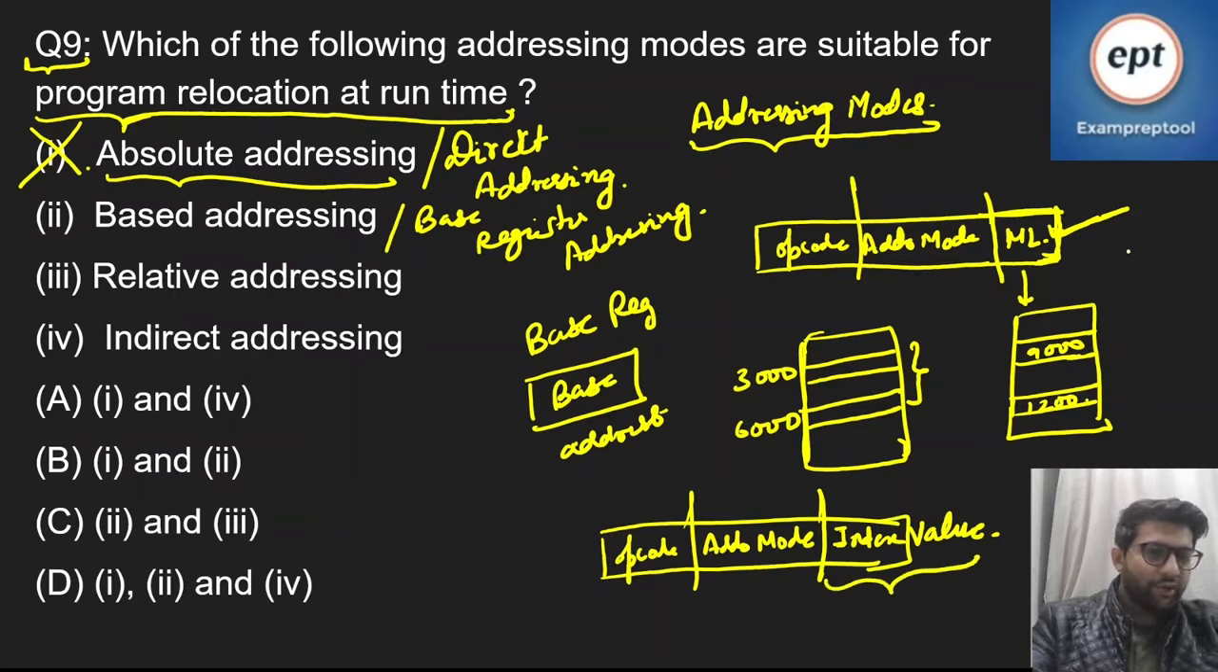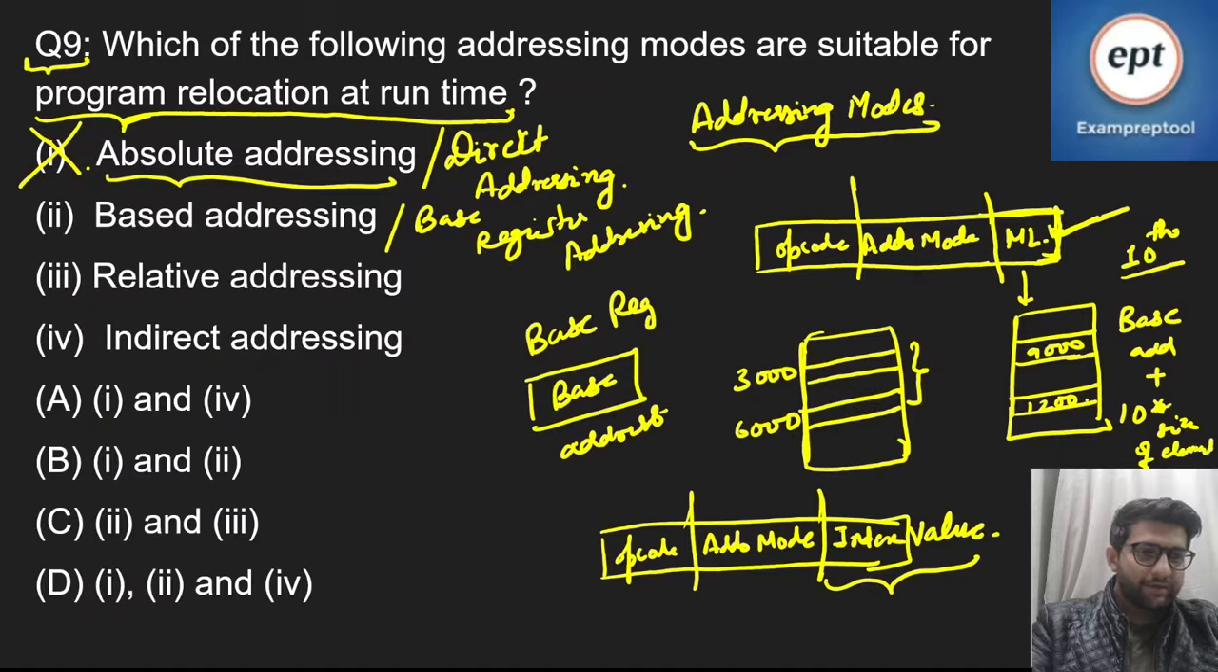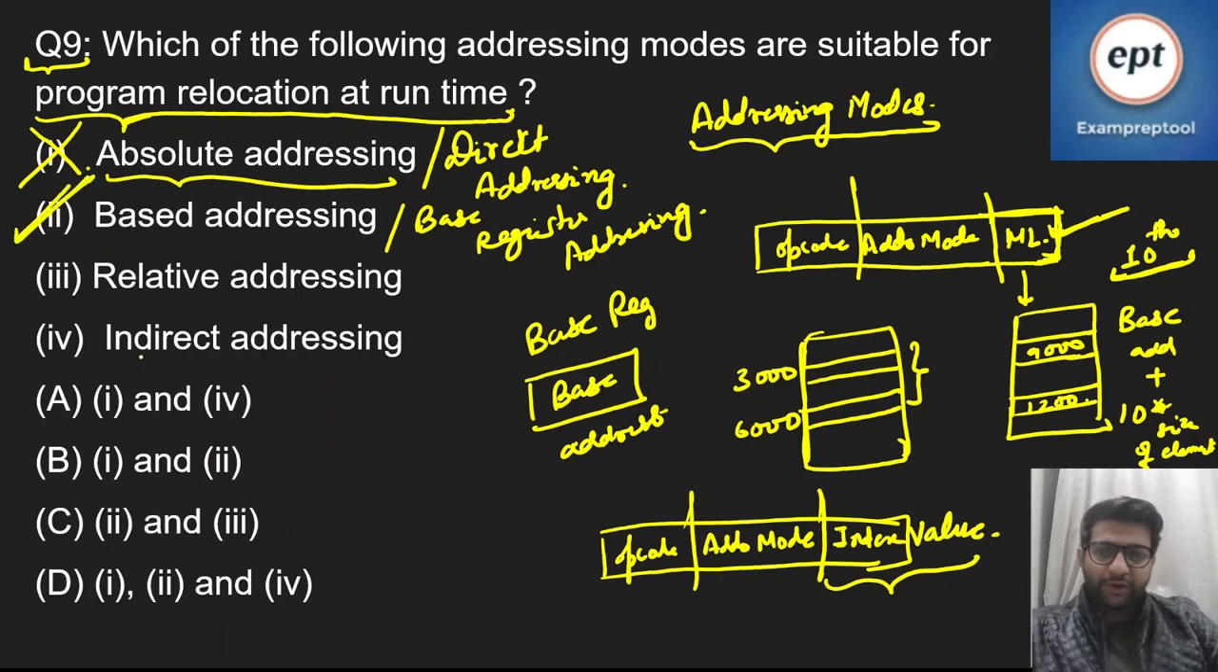If we wanted to access, let's say, the 10th element of the array, then even if the base address is changed, the 10th value will be stored at base address plus 10 into the size of an element. So even if we relocate this program, we will not have to change these index values. That is why this type of addressing supports program relocation. So this is correct.